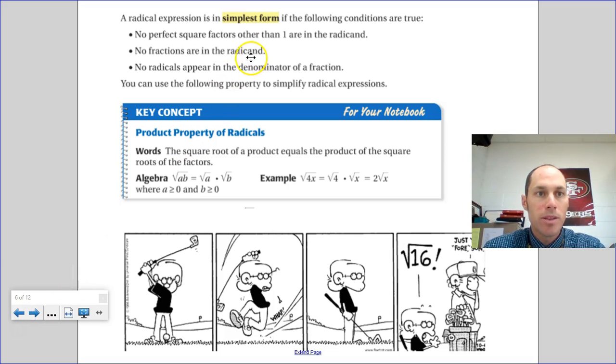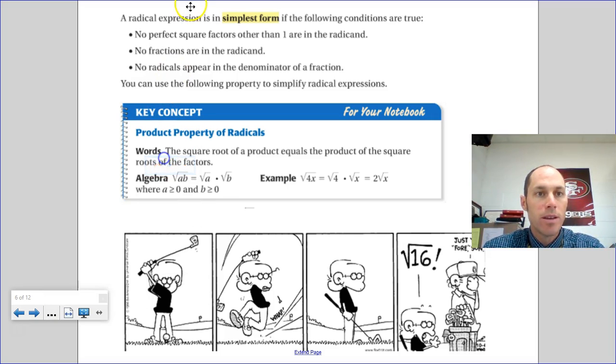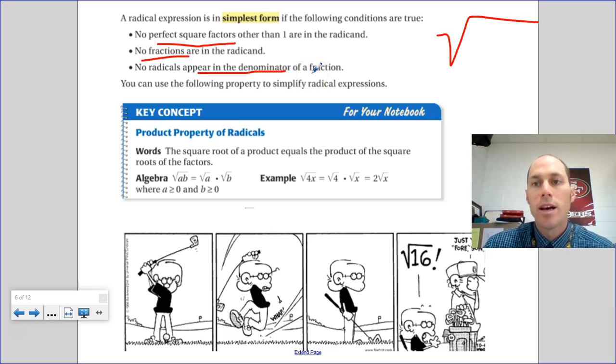So as we talk about that, square roots are in simplest form if they meet a list of criteria. First of all, there can be no perfect square factors other than 1 in the radicand. Radicand is that little symbol. No fractions in there, and no radicals in the denominator. So we'll work on fixing those three things in order to put radicals in simplest form.